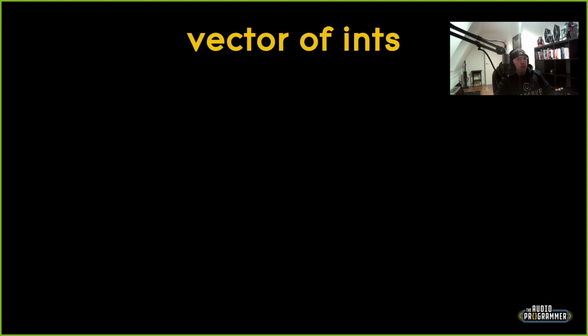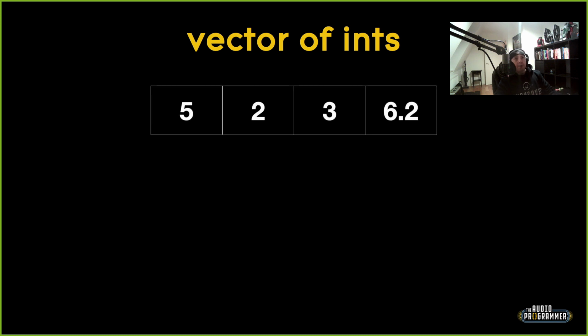Let's just talk about something simple, a vector of ints. This is the structure of what a vector looks like. A vector is a very abstract concept, but it's actually a simple thing. This is what a vector of ints might look like: the first element would be the number 5, the second element would be 2, the third element would be 3, and the fourth element would be 6.2.